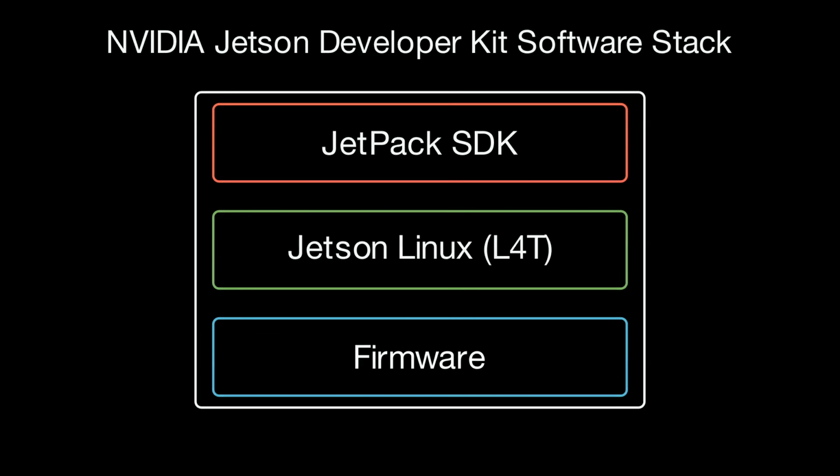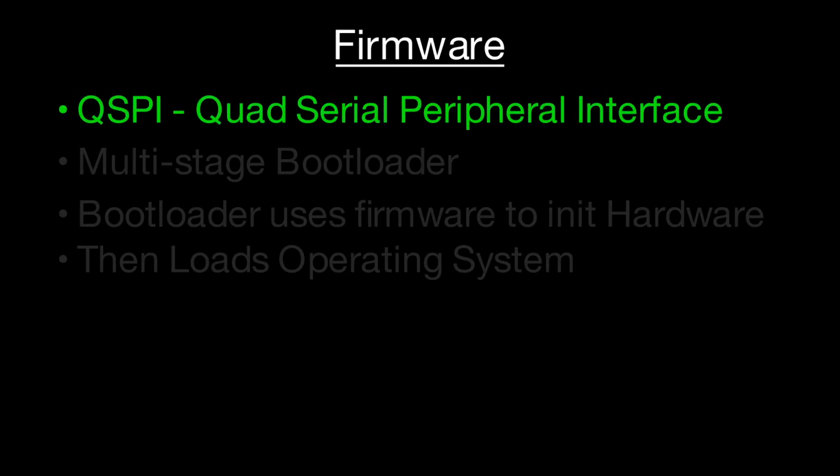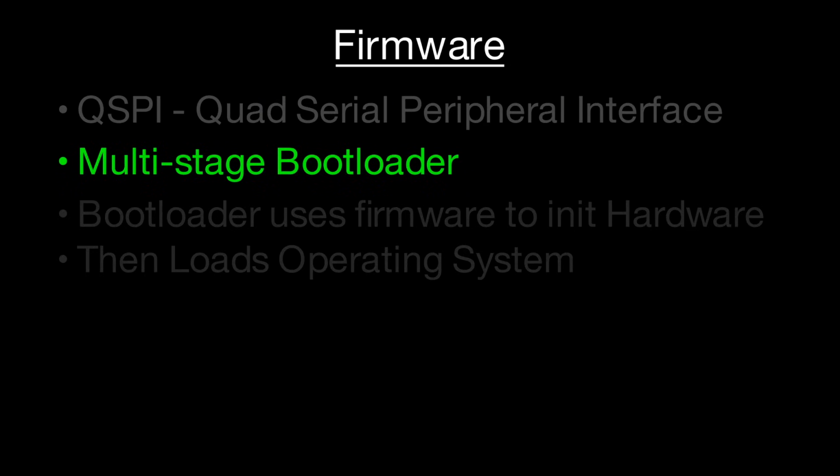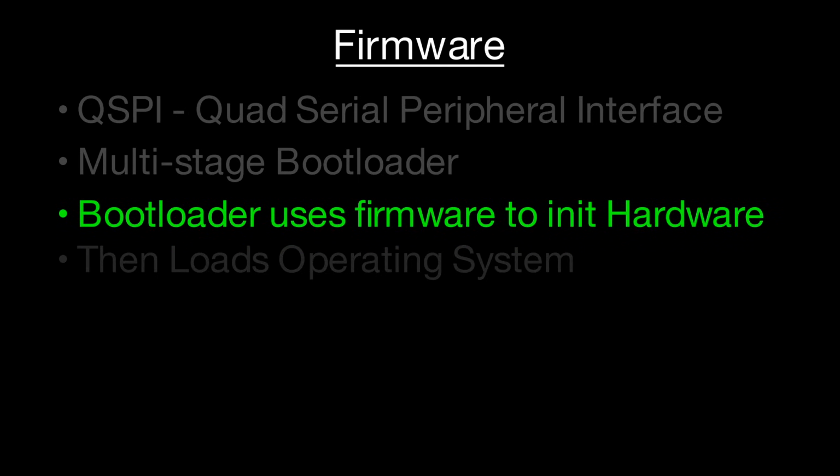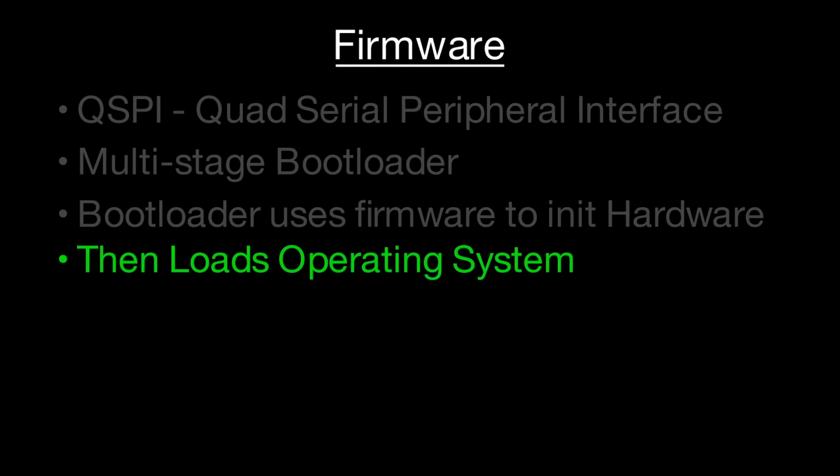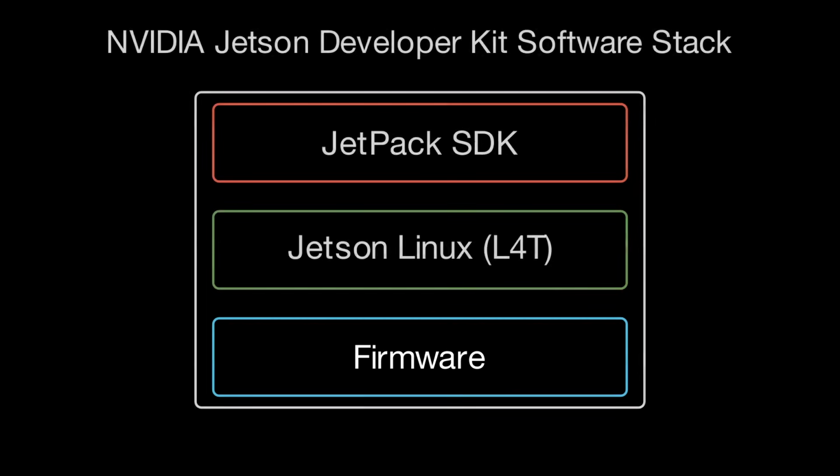There are three main parts to the Jetson software stack. The first part is the firmware, which is stored in flash memory on the Jetson module. This memory is called QSPI, which is the interface the Jetson Tegra system uses to communicate with the flash memory on board the Jetson module. The Jetson uses a multi-stage bootloader. This bootloader initializes the hardware using the firmware, then loads the operating system, which is Jetson Linux.